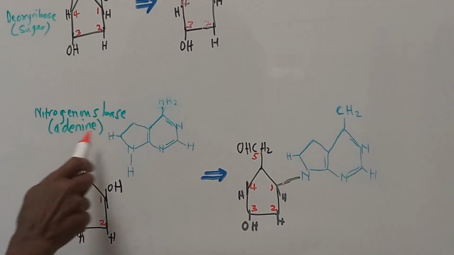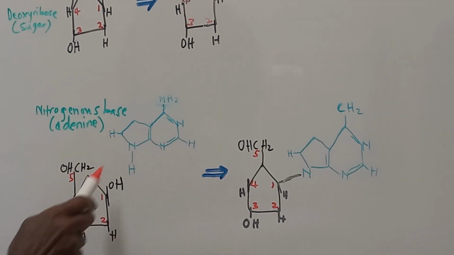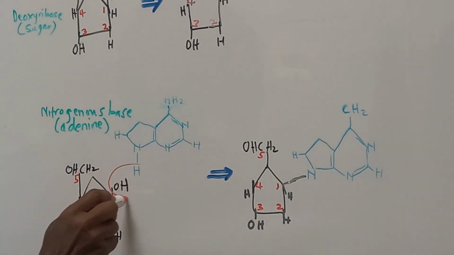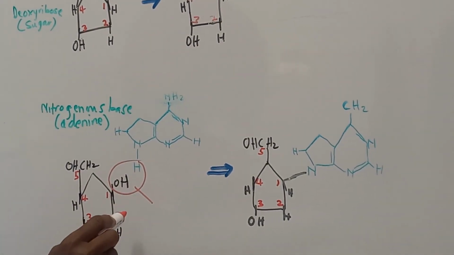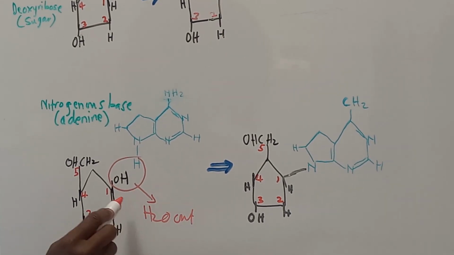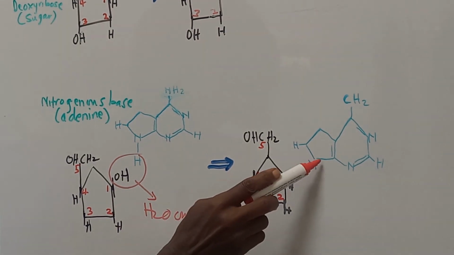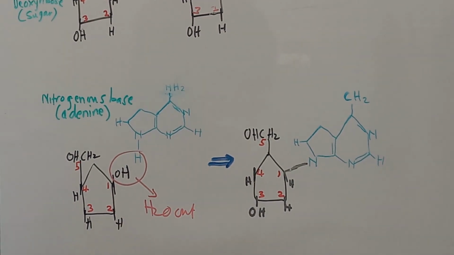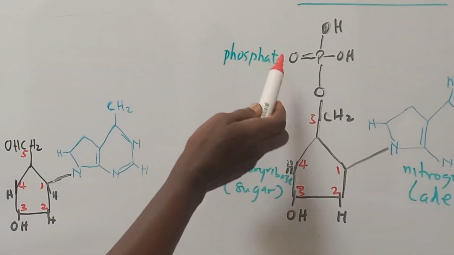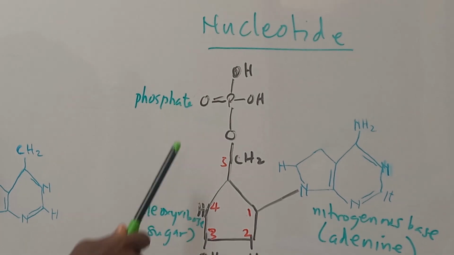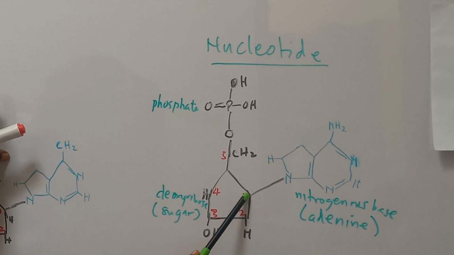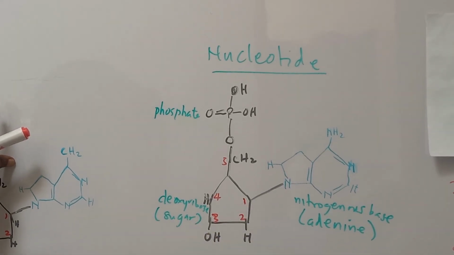Then we have the link between the nitrogenous base and the sugar at carbon 1. So we have this condensation reaction, water is removed. And you end up with a link like this. Simple. Then we put the two together and we have our nucleotide here. The phosphate is on carbon 5. The nitrogenous base is linked to carbon 1.